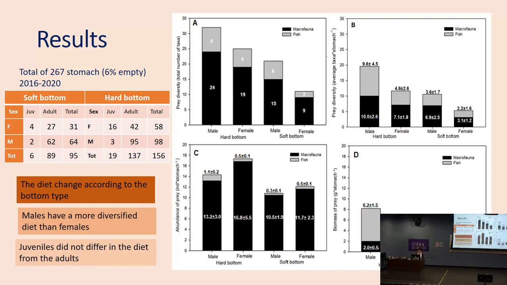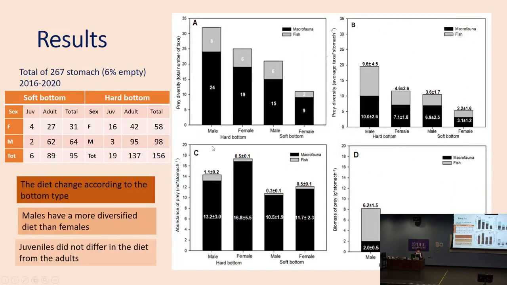The statistical analyses were based on two different bottom types, as I said, soft bottom and hard bottom, but also on the different sexes and on juveniles and adults. What you can see from the first two figures is that the long-tailed duck had a more diversified diet in hard bottom than in soft bottom. But this is, of course, related to the different macrofauna community, which is more diversified in hard bottom.